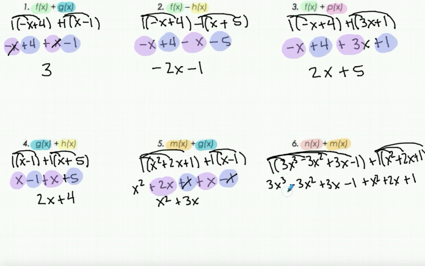I'll combine my like terms by saying I've got like terms in negative 3x squared and positive x squared, positive 3x and positive 2x, and then negative 1 and positive 1. When I begin my solution, though, my 3x cubed needs to come first because it's got my highest exponent. Then I would deal with my x squared, so my negative 3x squared and positive 1x squared, which will give me negative 2x squared. My 3x plus 2x will give me 5x, and then my negative 1 and positive 1 will cancel each other out.